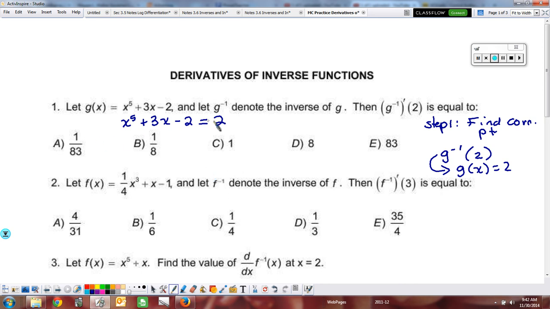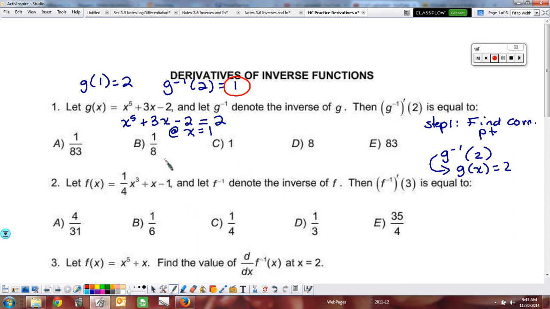So if we examine this, let's try a couple of things. If I put in a 1, oh look, I got lucky on my first guess. Guess and check. 1 plus 3 minus 2 is 2. So this happens when x equals 1. So what that tells me is that g of 1 is 2, and then g inverse of 2 is 1. Okay? Corresponding points. You've got to find the corresponding point, and the corresponding point on the inverse for 2 is 1. So that's going to be our important piece.